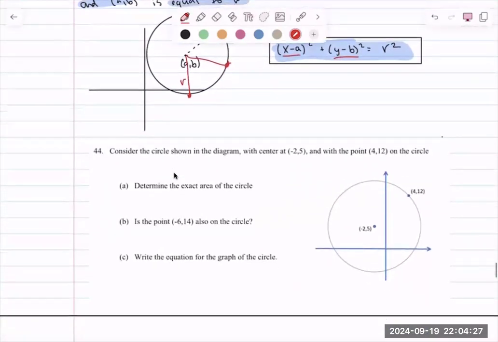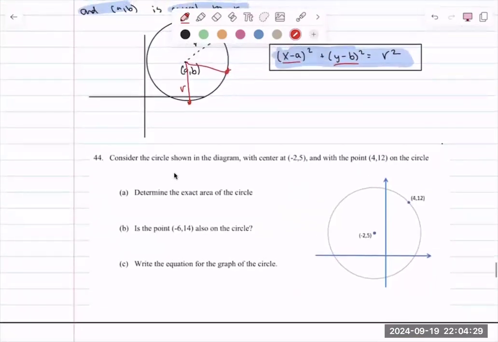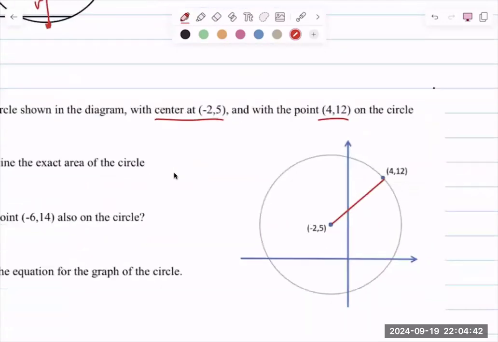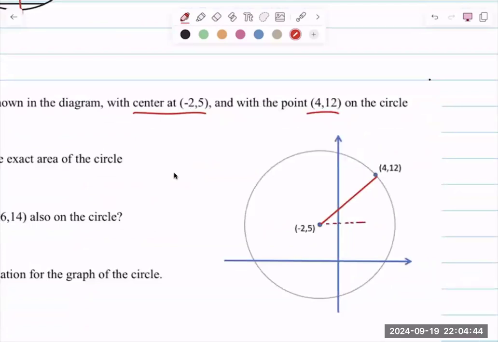And so let's consider this circle. Let's use a real circle. So it's centered at negative 2, 5. And there is this point, 4, 12 on the circle. Okay. My very first thing, let's calculate the radius, right? What is this distance right here? And let's break it up using our Pythagorean theorem. So to get from -2 to 4, that's 6. So 4 minus -2 equals 6.